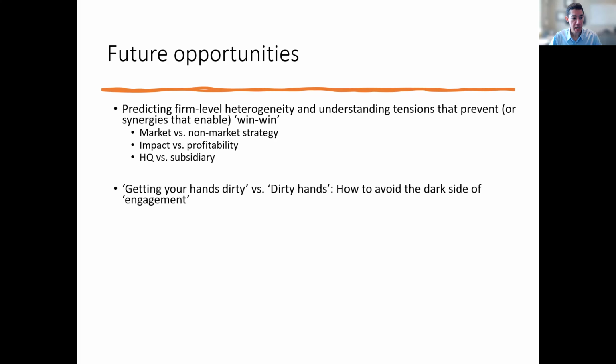The dark side of engagement. There's a big difference between a firm getting their hands dirty and pitching in and providing positive impact versus just having dirty hands. Actors like intermediaries, we found to be really helpful for firms to engage and have positive impact. But they can also be a conduit for bribery, for nepotism, for all kinds of misconduct as well. And often it can be hard for firms to separate the positive forms of engagement from some of the more negative sides of it.